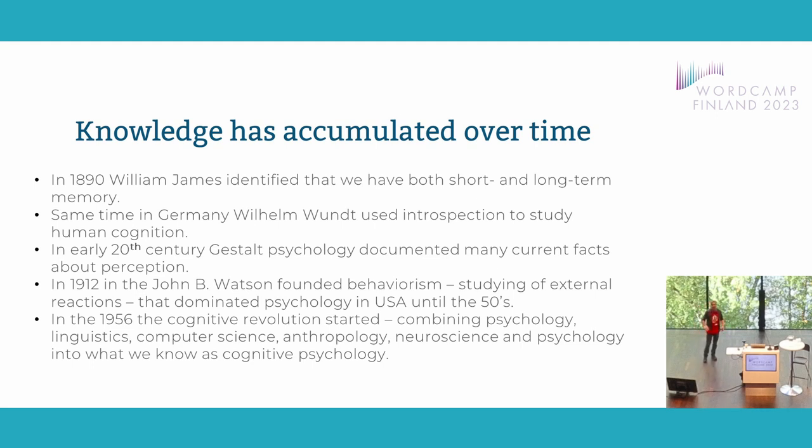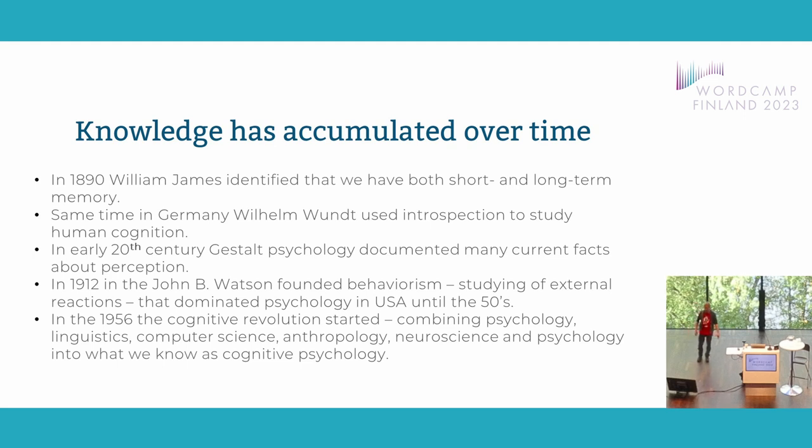But all the time, knowledge has been accumulated over time, so that we learn more and more, and we maybe take some side steps and then combine information. So it was in 1890 that William James identified the short-term and long-term memory distinction. That's something that we believe exists.